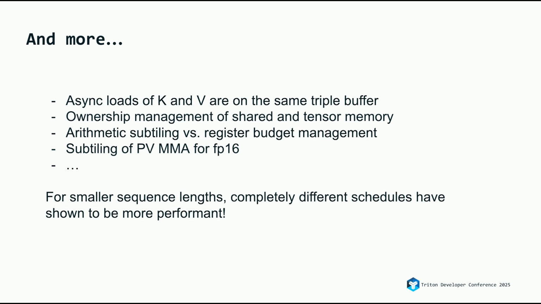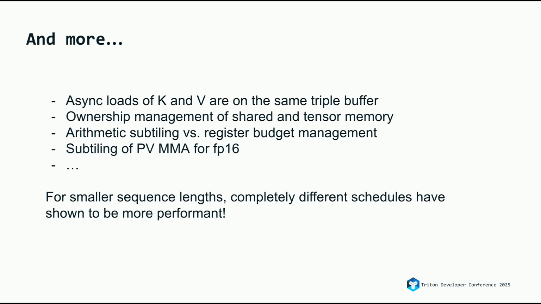And there's a whole bunch of other tricks you need to make Blackwell attention performant. You need to put the loads of K and V on the same circular triple buffer, and that's because there's only so much shared memory. Ownership management of shared and tensor memory is non-trivial, and in fact, if you look really closely, you can discover that certain mbarriers are redundant, and you can remove them, and each one of those that you remove is 0.5%, and those add up over time.